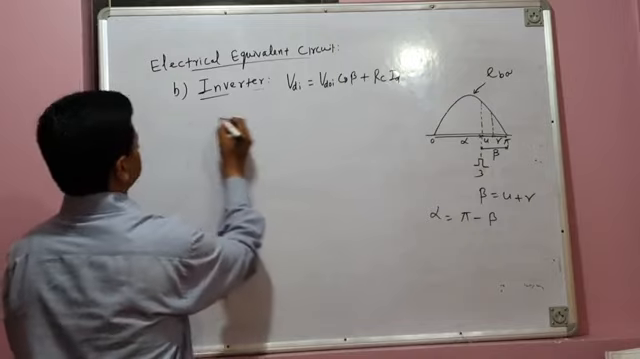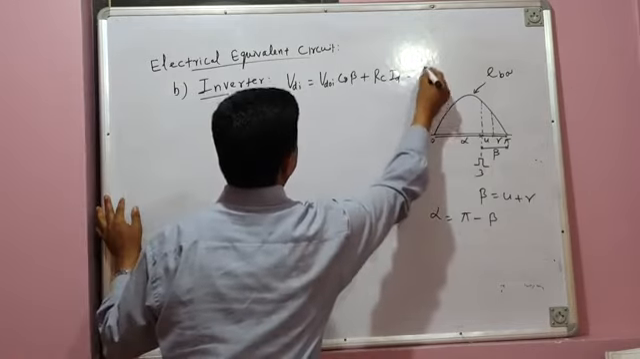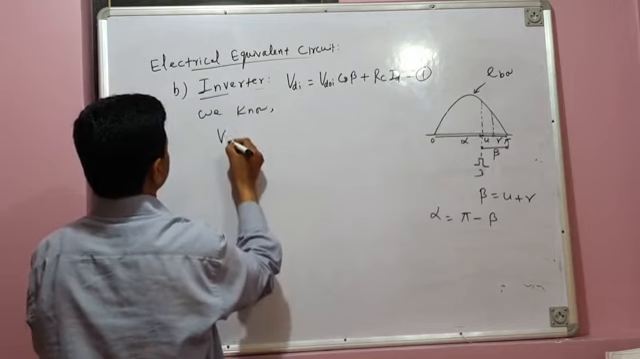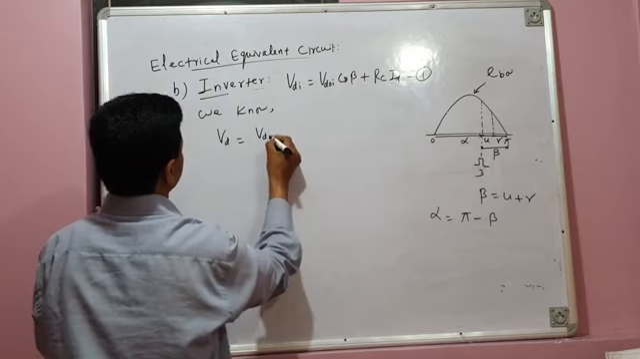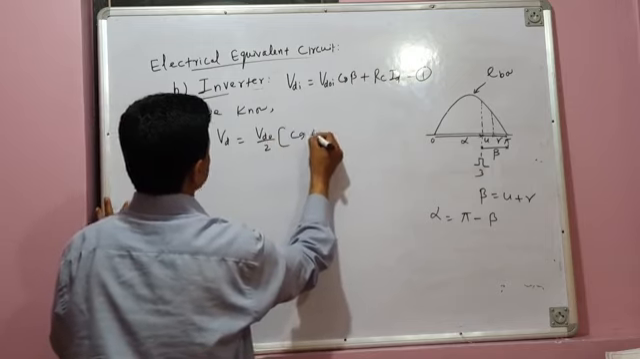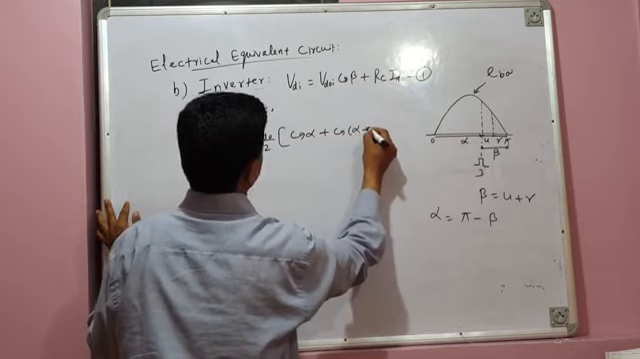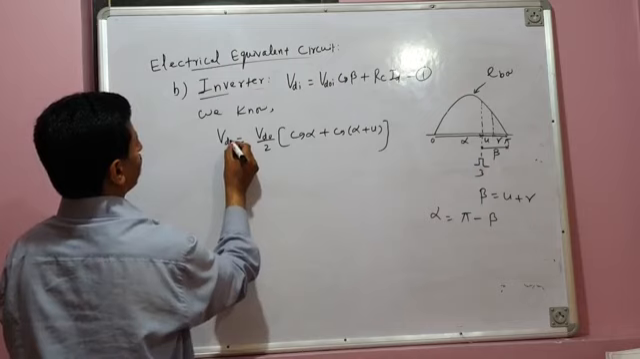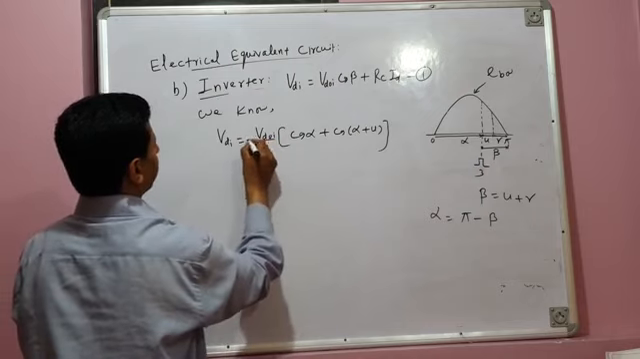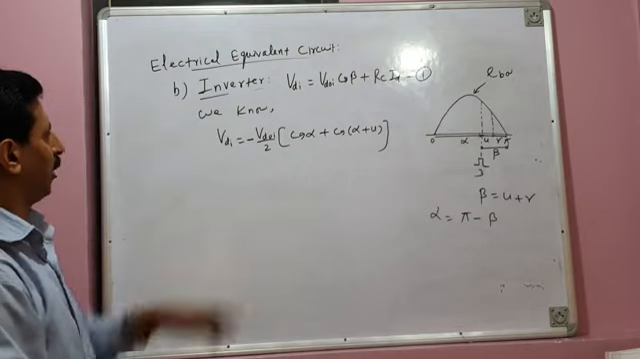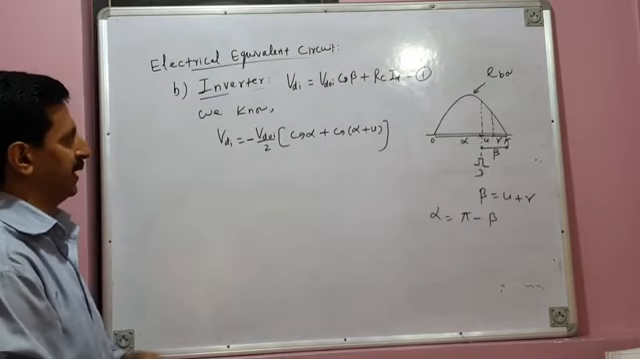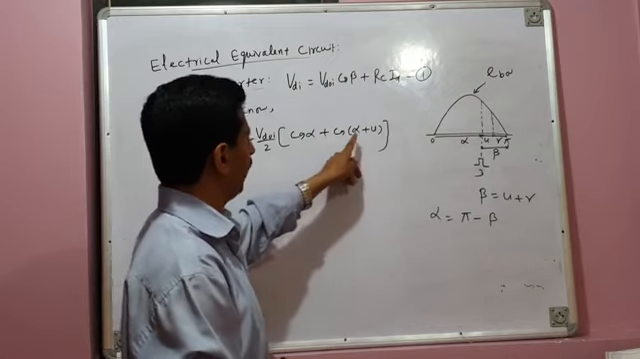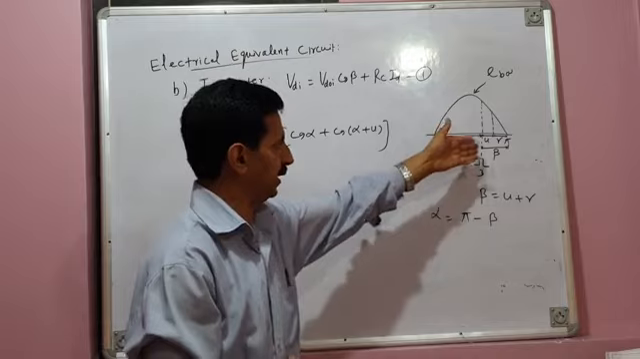We also know, let us call this equation 1. We know the converter average output voltage VD is equal to VD0 by 2 times cos alpha plus cos of alpha plus U. For rectification mode it will be plus, for inversion mode it will be minus. Now I can replace this alpha and alpha plus U by beta and gamma.